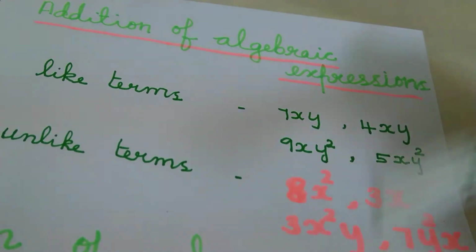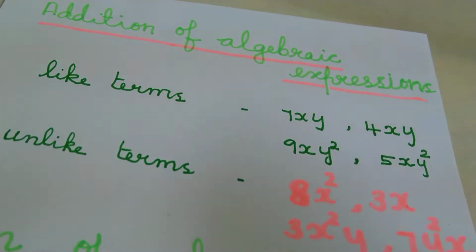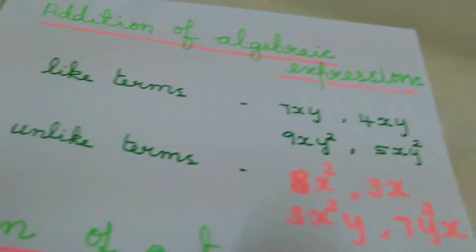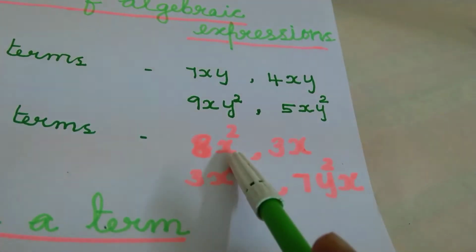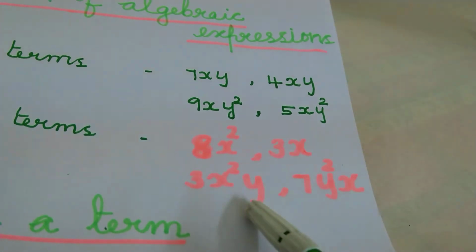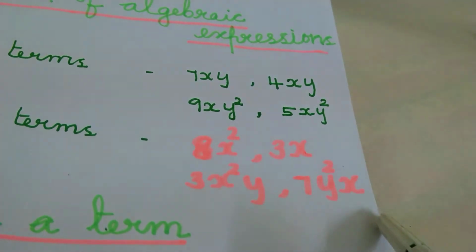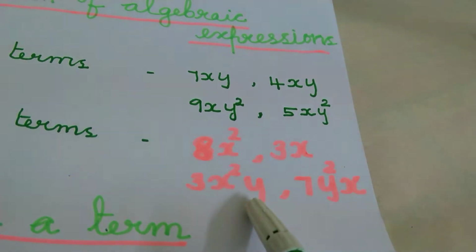So now we will see which are not like terms. Terms which are not like are called unlike terms. So 8x square, 3x are unlike terms. Then 3x square y, 7y square x are unlike terms because they don't have same variables and powers.